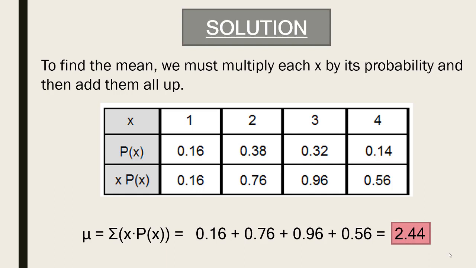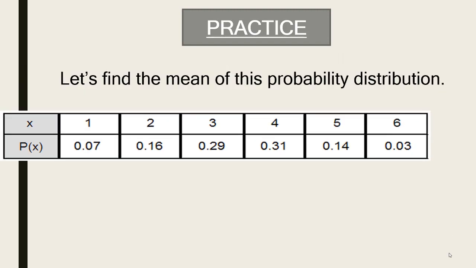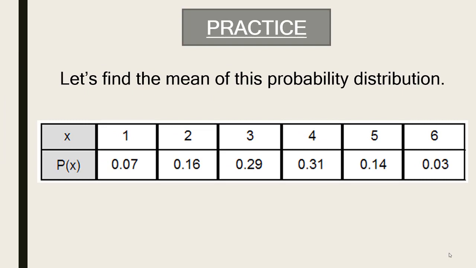So if you think about this value in the context of the problem, 2.44 represents the average number of children per household. So there's about a little less than 2.5 children per household. So we've got a practice problem here for you. Same idea. We've got a probability distribution, and I'd like you to find the mean. So at this point, pause the video, give yourself a chance to work it out, and when you're ready to resume, just hit play.